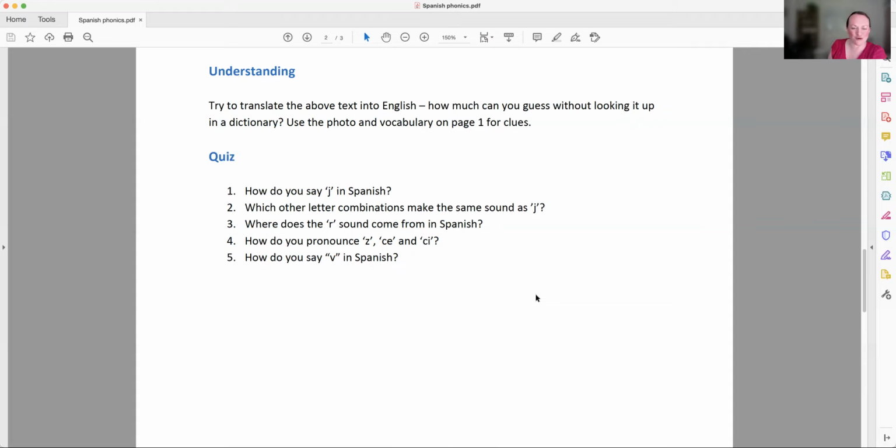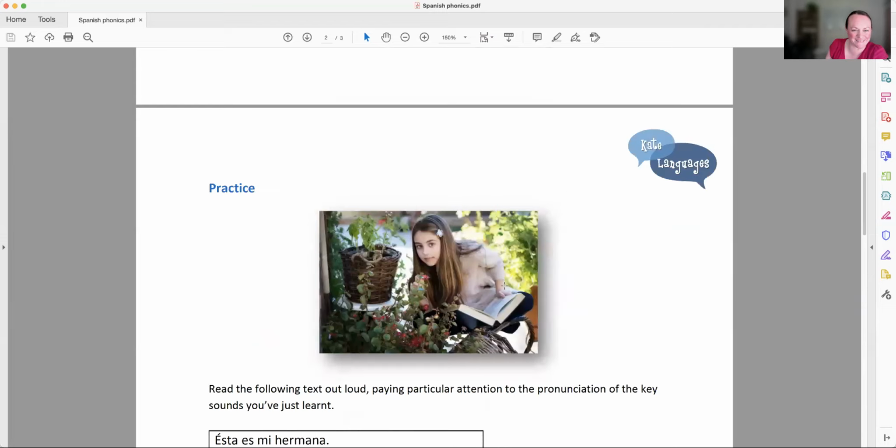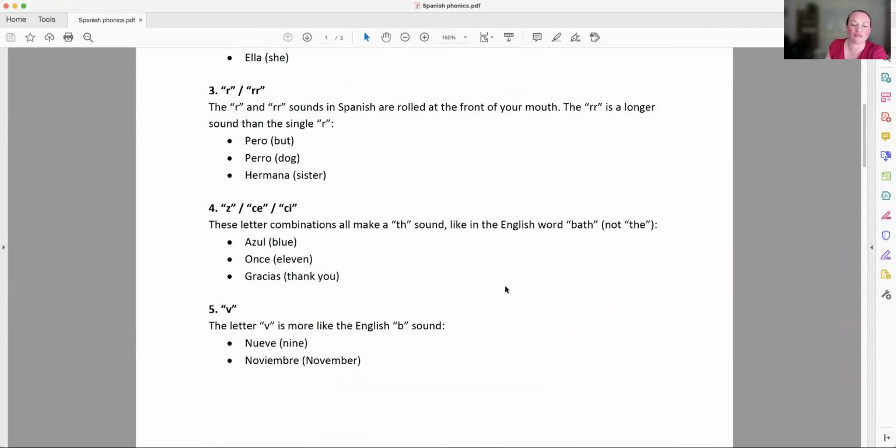Question 4, how do you pronounce Z, CE, and CI? All the same. And this is in Spanish from Spain. And the answer is S. So examples we've had are azul, meaning blue. I can't remember what the examples were for C. Or C and CI. Oh yeah, once and gracias.